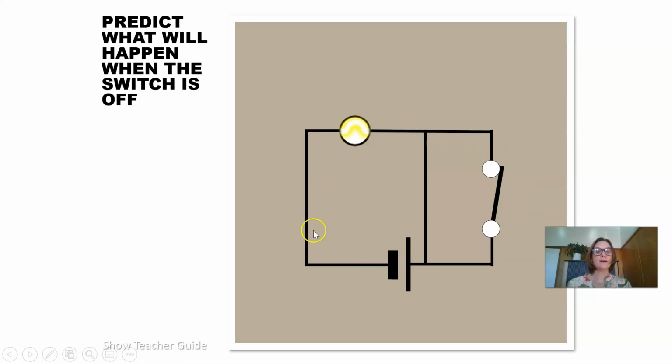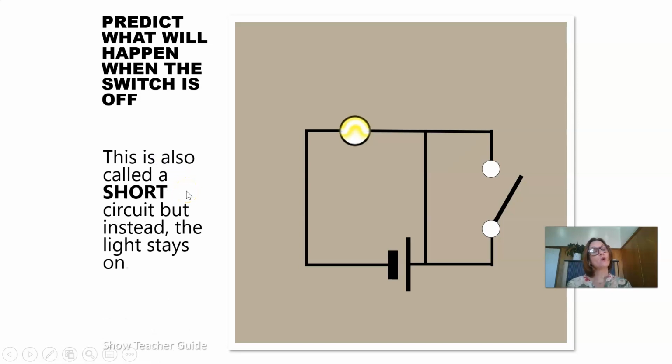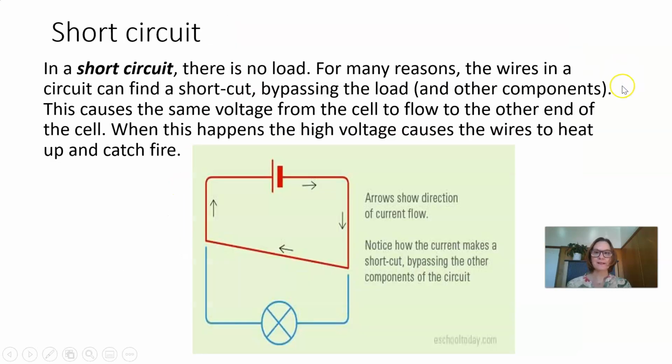So here, okay, is another circuit. The switch is closed. The light bulb is glowing. Okay, but now I switch it off and I break the pathway, but the light bulb keeps glowing. Okay, I switch it back on. The light bulb glows. I switch it off. It still glows. Okay, what is happening here? This is also a short circuit, but instead the light stays on. And why is this happening, grade 6s?